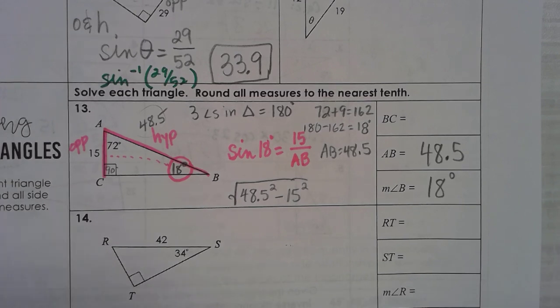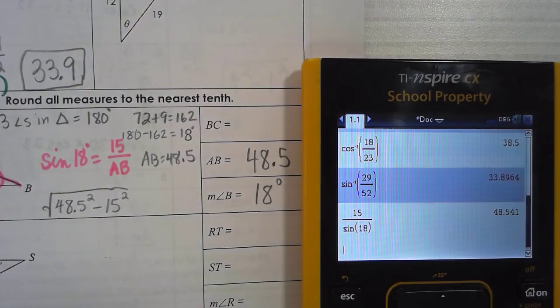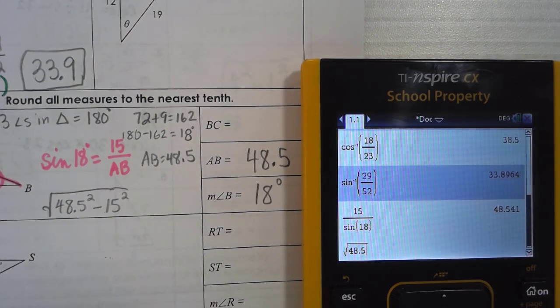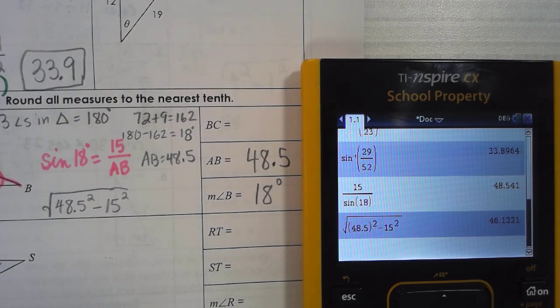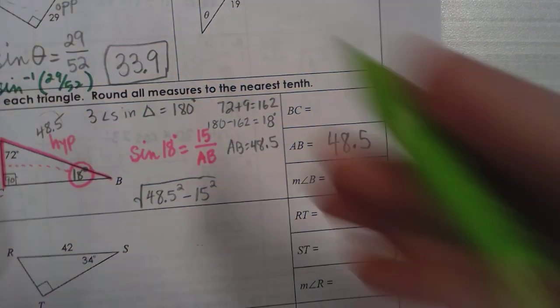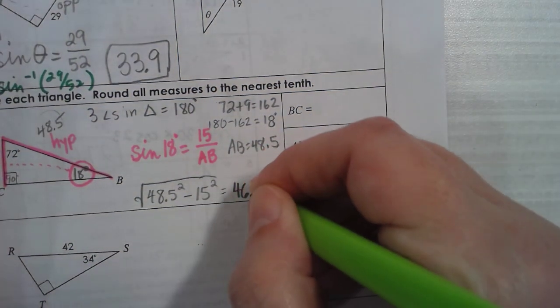But this has lots of room for you to do your work different ways. So if every single person turns in their work with all of the exact same methods, I might be suspicious. Just saying. 48.5 squared minus 15 squared. What'd you forget? Square. 46.1.